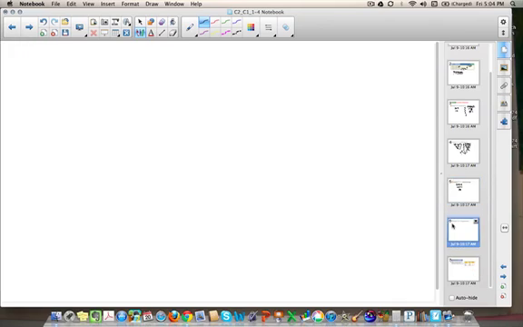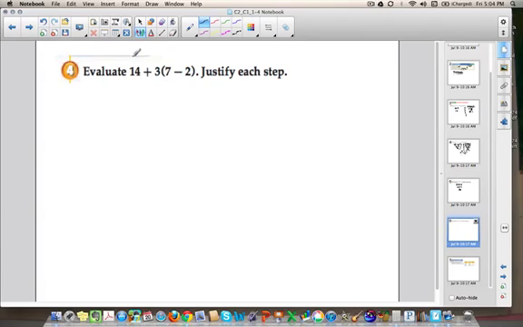Here's another example. 14 plus 3, parentheses, 7 minus 2. So we're going to start at the beginning of the order of operations. Are there any parentheses? Yes, there are. 7 minus 2 is 5. And then I'm going to bring down everything else that we haven't used yet.